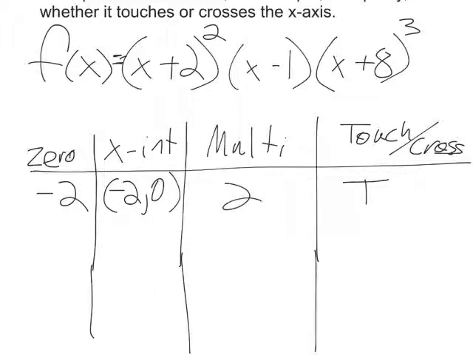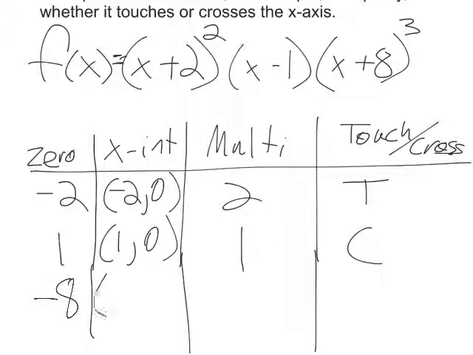Now move on to your second factor right here. Set that equal to 0. Solve it for x. And we get a 1. So 1, 0 is the x-intercept. Multiplicity is 1. Odd multiplicity means that we cross. And our last one. Set that equal to 0. x plus 8 equals 0 gives you a -8. -8, 0 is your x-intercept. Multiplicity is 3 this time, you see up here. And that means we cross there again.